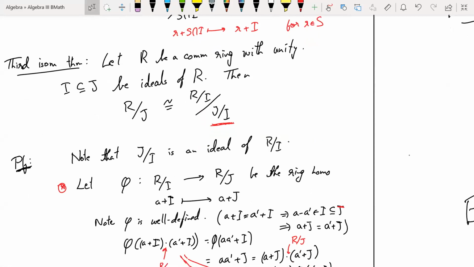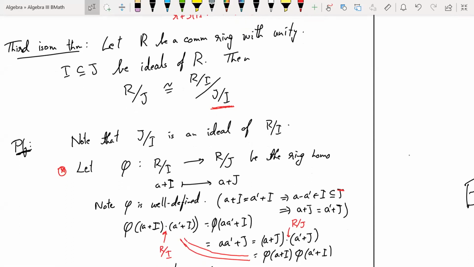Quotient rings by ideals, relating ideals in R mod I with ideals in R. So J mod I is indeed an ideal in R mod I. To prove this, we give a surjective ring homomorphism from R mod I to R mod J, where the homomorphism is a plus I goes to a plus J. We check that this map is well defined. This is like group theory.